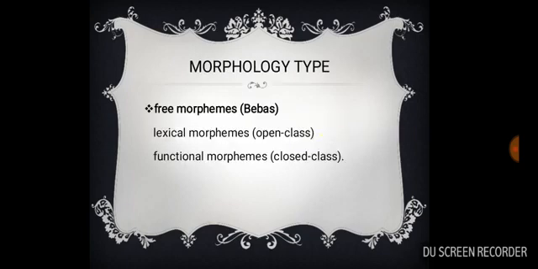And then morphology types, there are free morphemes. Free morphemes are morphemes that can stand alone as words without being attached to other morphemes. Free morphemes have several basic types, namely verbs, nouns, adjectives, prepositions, and others. Example: study, verb; man, noun; kind, adjective; on, preposition. Free morphemes are divided into two, namely lexical morphemes or open class and functional morphemes or closed class.